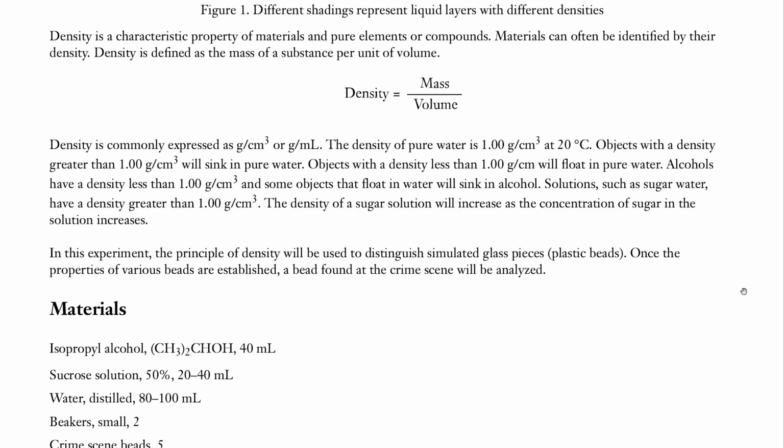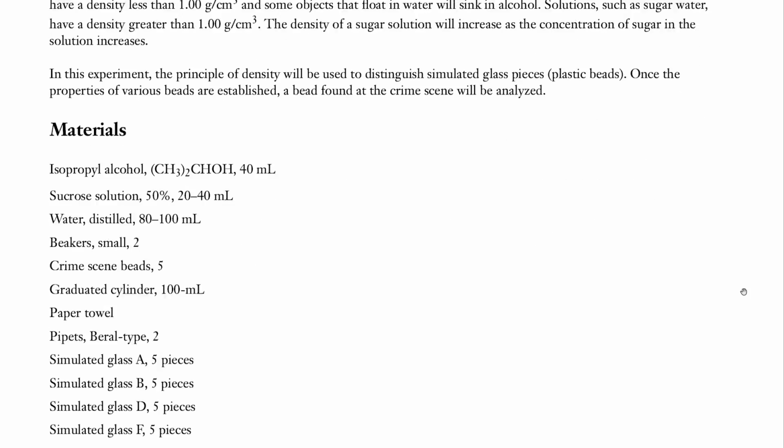In this experiment, the principles of density will be used to distinguish simulated glass pieces. They're actually glass beads. And once the properties of various beads are established, a bead found at the crime scene will be analyzed. So you're going to be given one, and you have to determine which of the four beads it is.